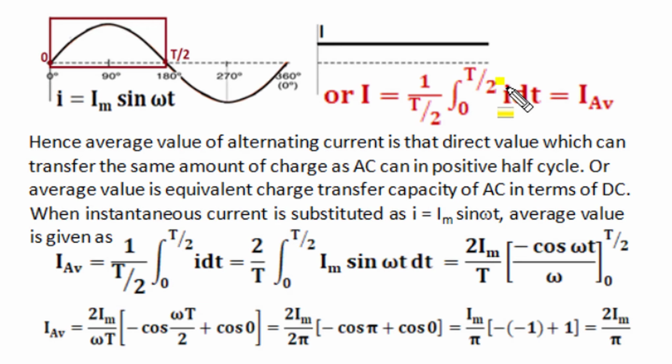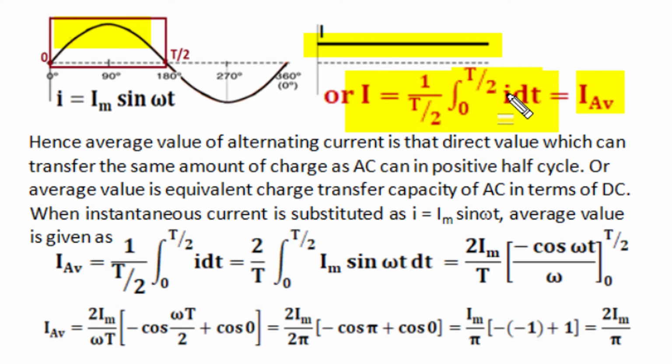So here the time varying alternating current is integrated for the positive half cycle interval from 0 to T by 2 time interval and divided by the same time interval. Then we get the average value of alternating current, and we can say the average value of alternating current is that DC value which transfers the same amount of charge as transferred by AC in the positive half cycle.